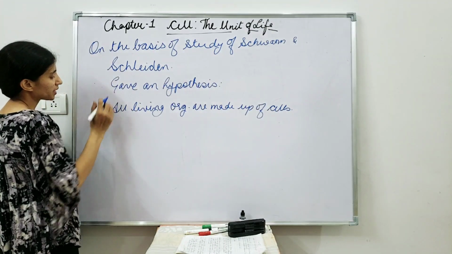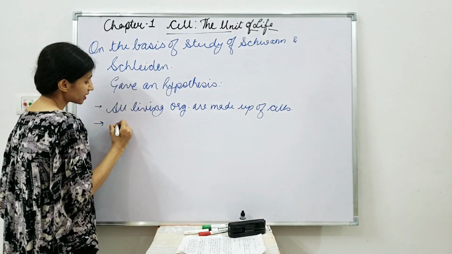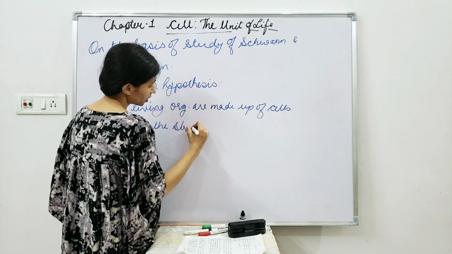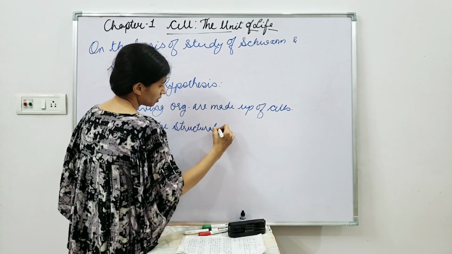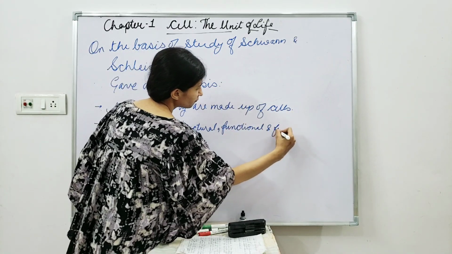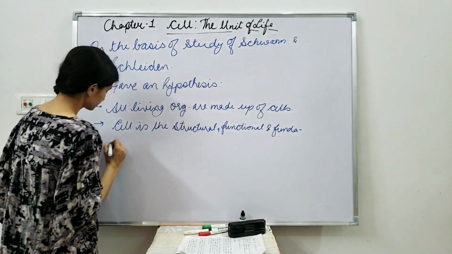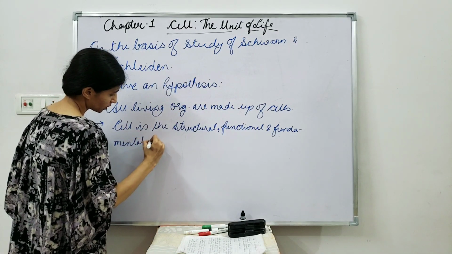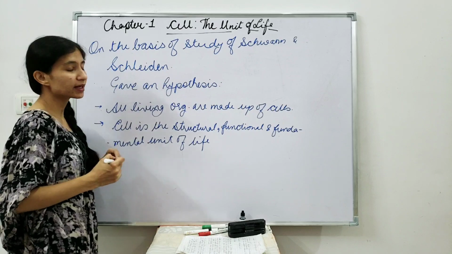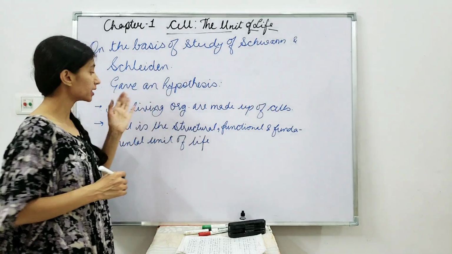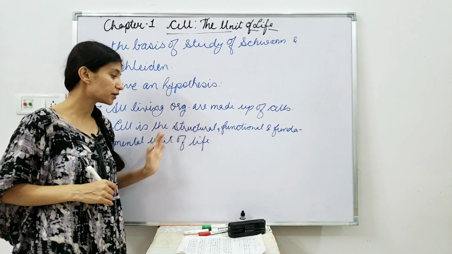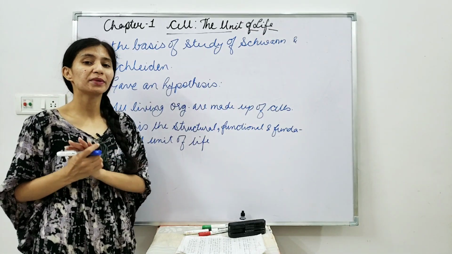Okay, what was the second basis of their hypothesis? That the cell is the structural, functional and fundamental unit of life. Okay, this is what they said. So they gave the two hypotheses based on their studies: all the living organisms are made up of cells, and the cell is the basic structural, functional, fundamental unit of life. But there were still some questions unanswered.